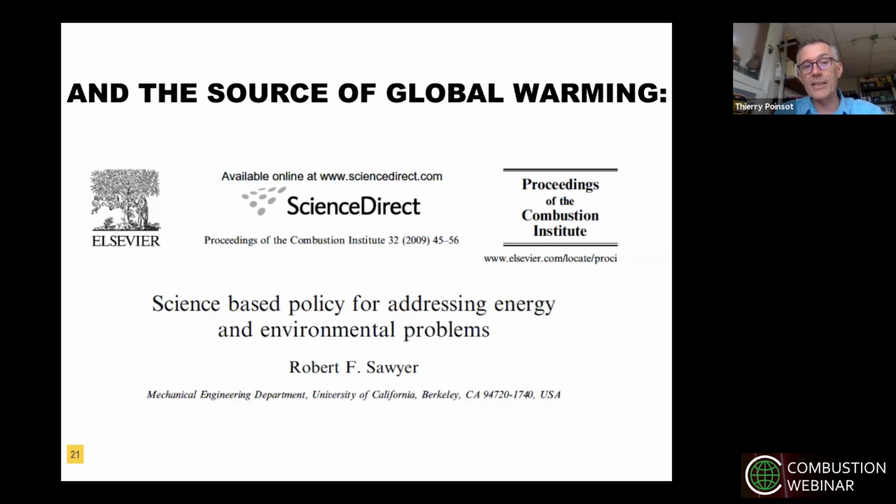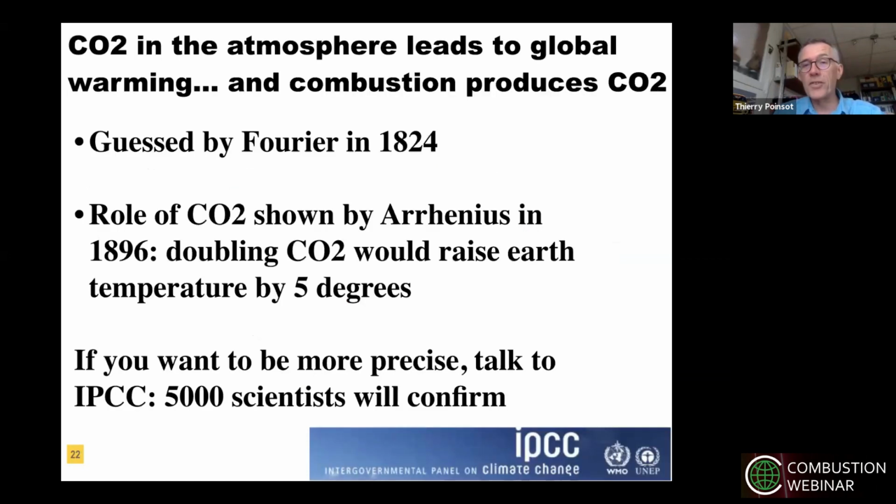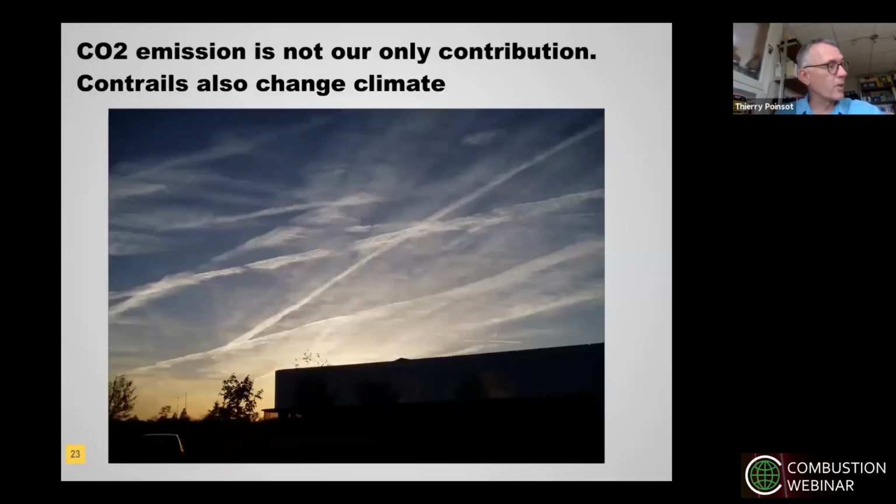And it's clear that it's a simple problem. You put CO2 in the atmosphere, because of radiation it leads to global warming, and the CO2 comes from combustion. It was guessed by Fourier 200 years ago, and Arrhenius, actually quite famous people in our field, did the first computation. He said doubling CO2 would raise Earth's temperature by 5 degrees. So there is no discussion that it's our fault. Okay. It's not the only way we increase temperature. Contrails also change the number of clouds in the sky, and that also contributes to changes in the climate.